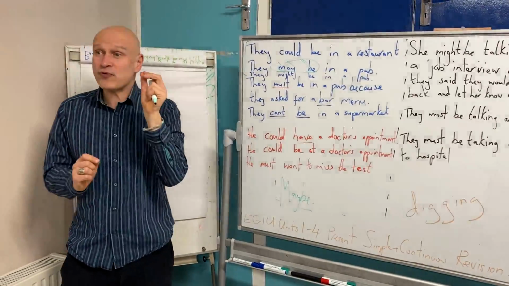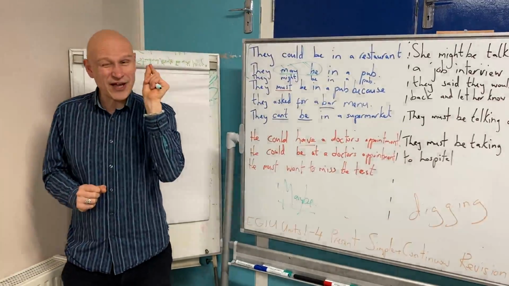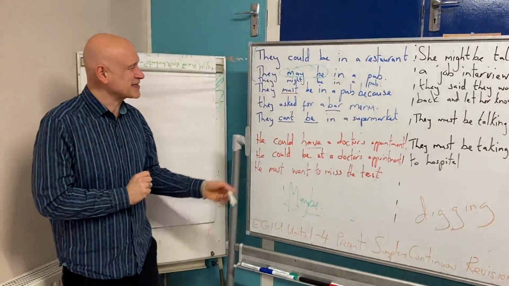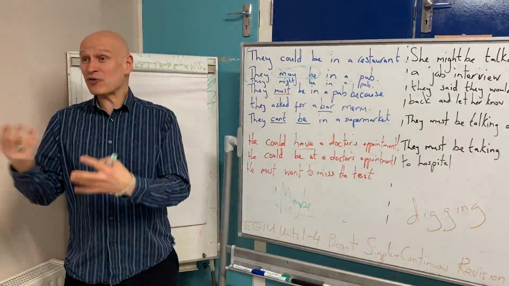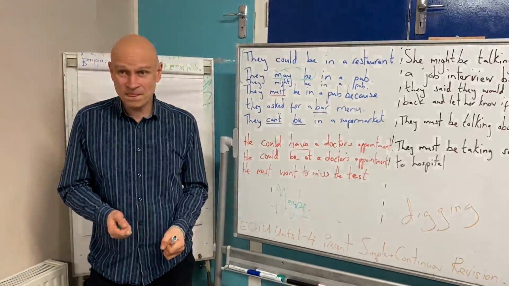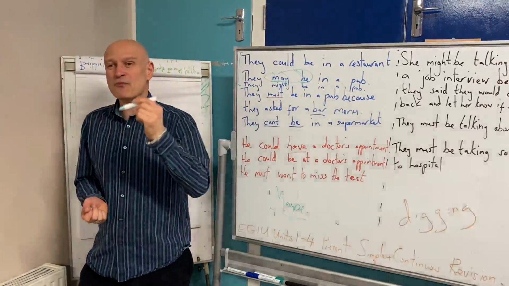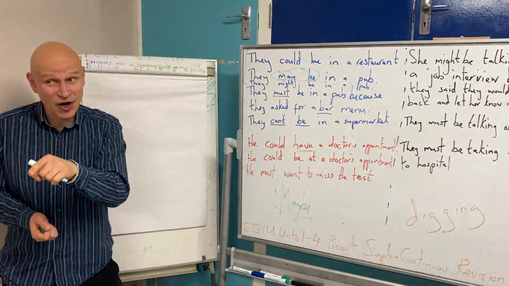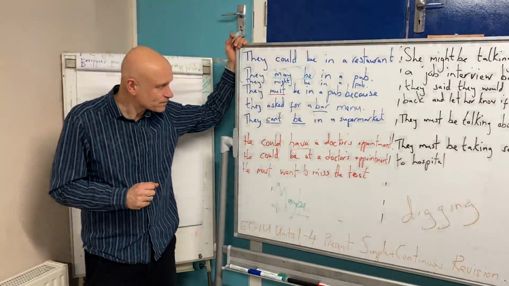And of course, if we're really certain, we still don't know for sure, but we're 95% certain, we can say they must be in a pub because, and then we'll give a fantastic reason like they asked for a bar menu. Okay? So we use they must be when we're much more positive. We still don't know, that's why we call this language present possibility.